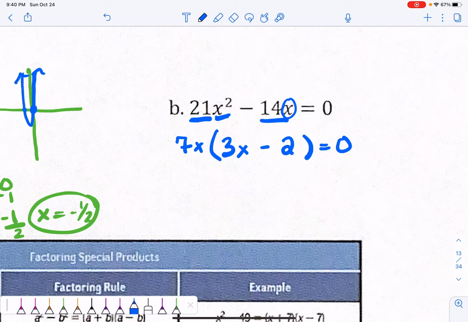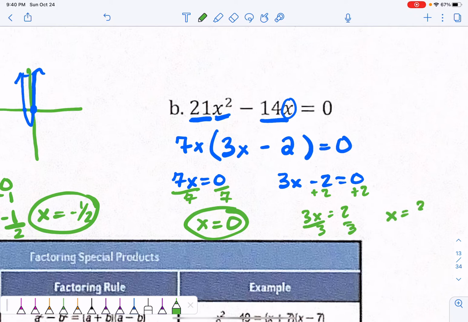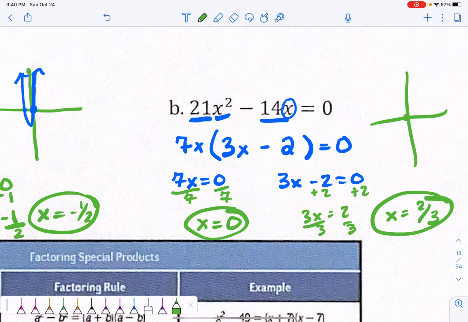And now I set them equal to 0. So starting with 7x equals 0. And then over here, I'll have 3x minus 2 equals 0. And to get that x by itself, divide by 7, x will still be equal to 0. 0 divided by 7 is still 0. And then over here, I would add the 2. 3x equals 2, and then divide by 3, so x equals 2/3. And that's what it would look like. So again, those are the two places where it's going to cross, at 0 and again at 2/3, so it'll look something like that, okay, is what that parabola will be.